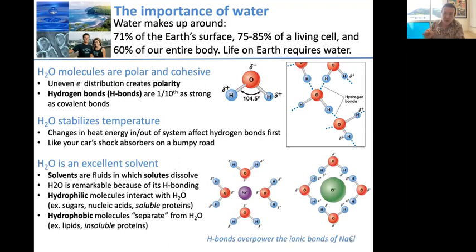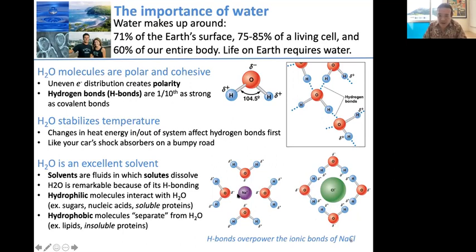Right? Also, water is an excellent solvent. Remember, solvents are fluids or substances in which you can dissolve things. So those things that you would dissolve in them are called the solutes. So water is remarkable because, again, of this hydrogen bonding property. Let's look at this here. Let's say we had a molecule of table salt, sodium chloride, NaCl.